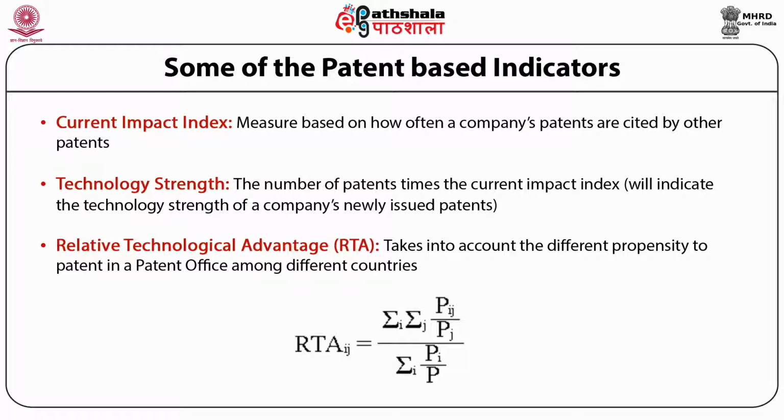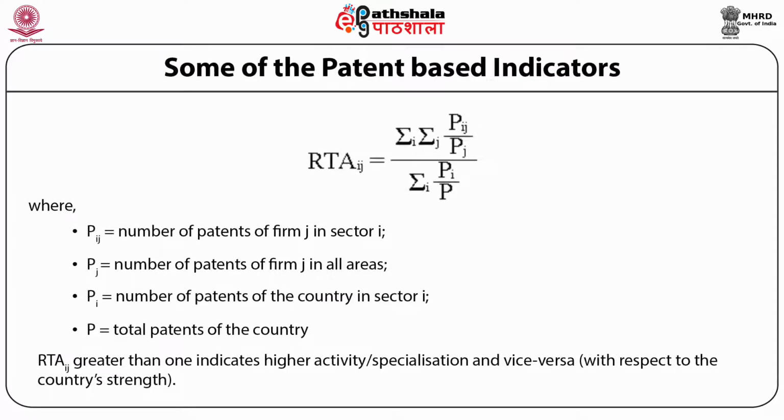The numerator talks of the number of patents of a firm or a country in a particular sector, to the number of patents of a firm or a country in all areas, and the denominator talks of the number of patents of a firm or a country in that sector with respect to the number of patents of the country. RTA_ij greater than 1 indicates higher activity specialization and vice versa with respect to the country's strength.